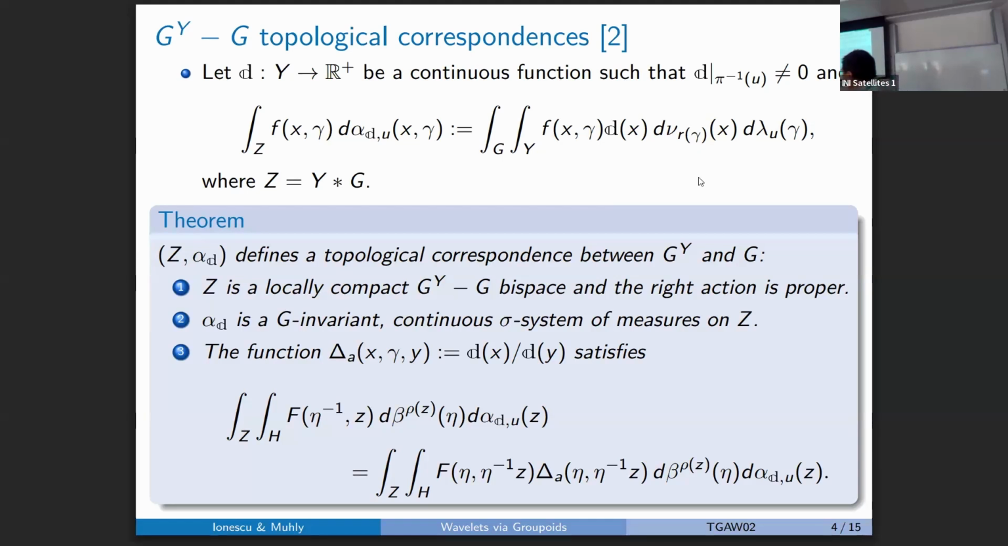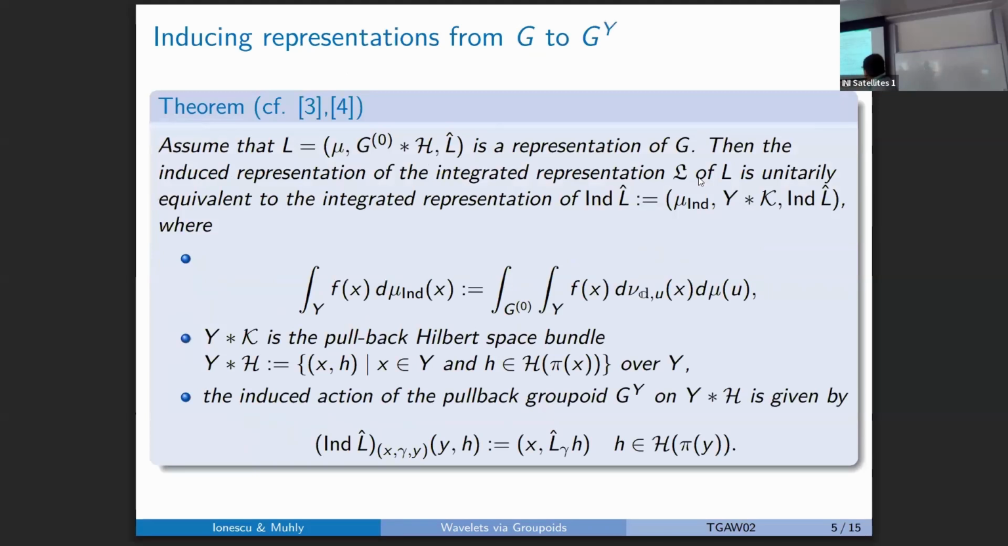It might not be full, but nevertheless, we can use Rieffel's theory to induce the representations. But again, since we want our computations to be concrete, we want to induce from groupoid level to groupoid level. So let me design here.